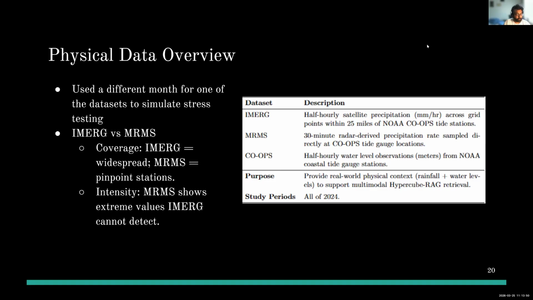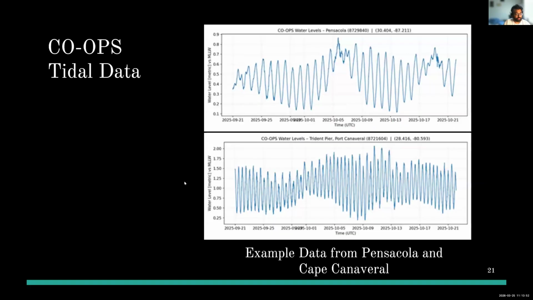And here's just a quick example of some of the CO-OPS tide data that occurred specifically within September to October. The reason that I included this specific month is because this is essentially when it starts going from summer to fall, like the cycle kind of changes.